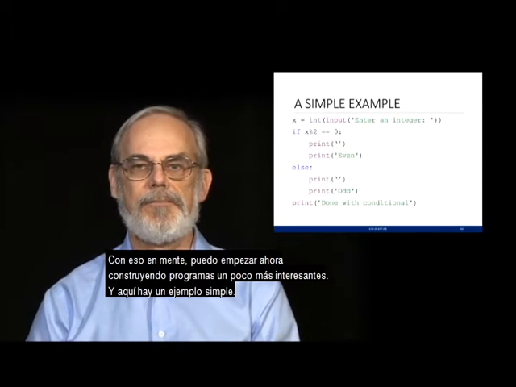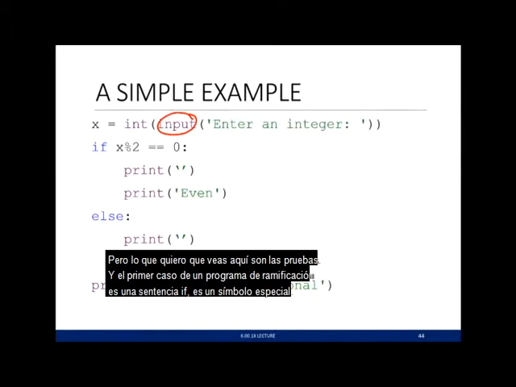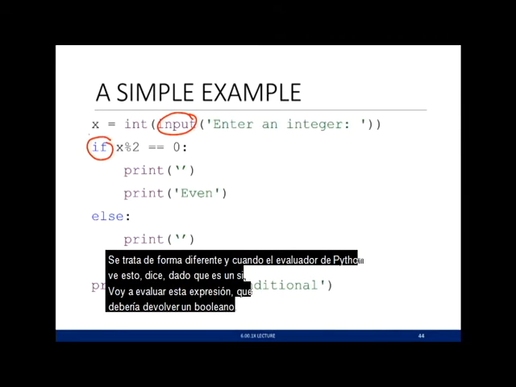And so here's a simple example. There's some pieces here we're going to come back to. Don't worry about them. Pieces like input, which is going to give me a way to read something in. But what I want you to see here are the tests. And the first case of a branching program is an if statement. That's a special symbol. It is treated differently, and when the Python evaluator sees this, it says, given that's an if, I'm going to evaluate this expression, which should return a Boolean.